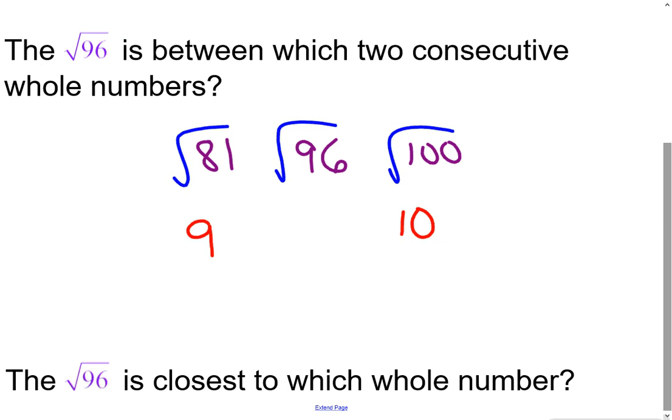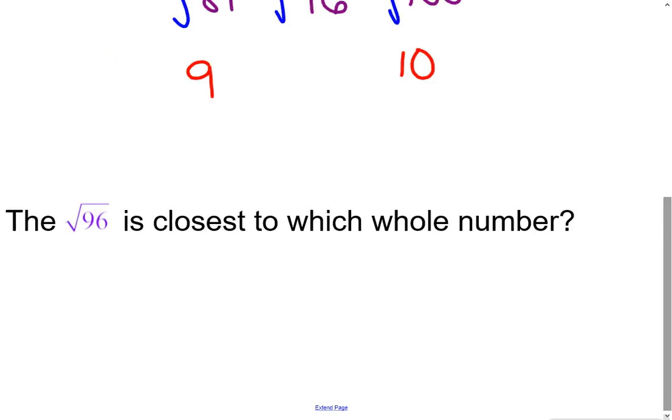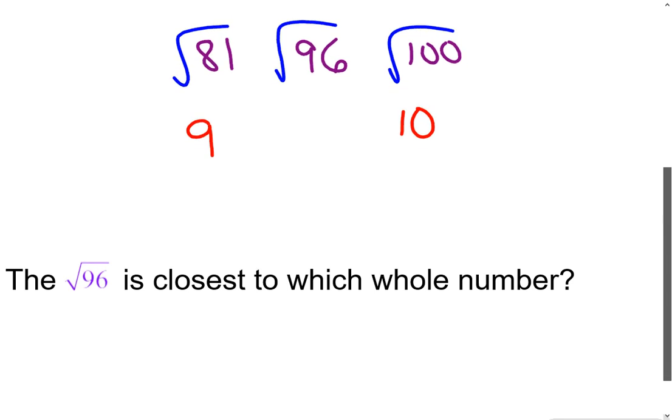Now, if I had to approximate it again, in other words, the square root of 96 is closest to which whole number? Well, I just go back up here and ask, is 96 closer to 81 or is 96 closer to 100? 96 is only 4 away from 100. It's closer to 100. Therefore, the square root of 96 is closest to 10. Another way to ask that same question is, what's the square root of 96 rounded to the nearest whole number? 10.